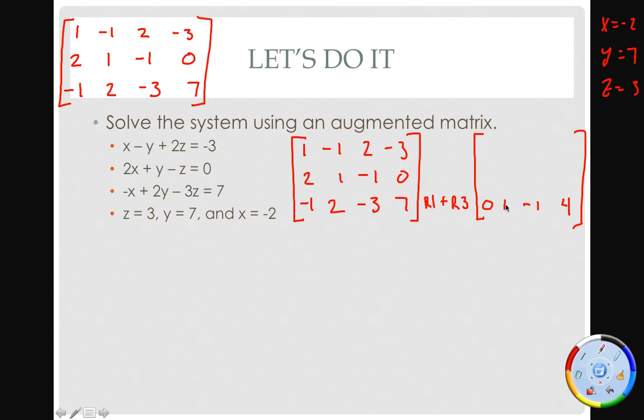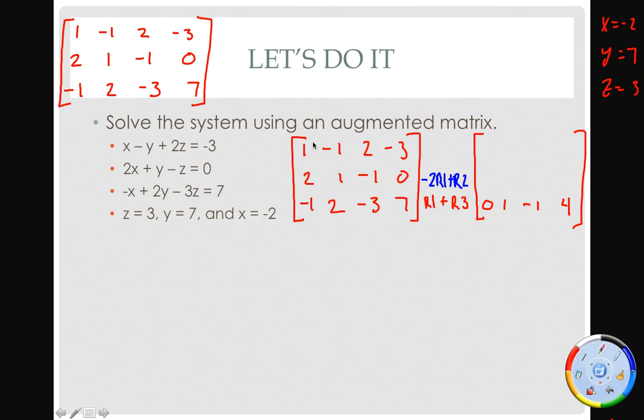But sometimes I like to do more than one thing in the same step here. So what I'm going to do now is do something to row 2 as well. I want to get rid of this 2. So if I took -2 times row 1, that would make a -2 in this spot, so I can cancel that. And I'm going to add it to row 2.